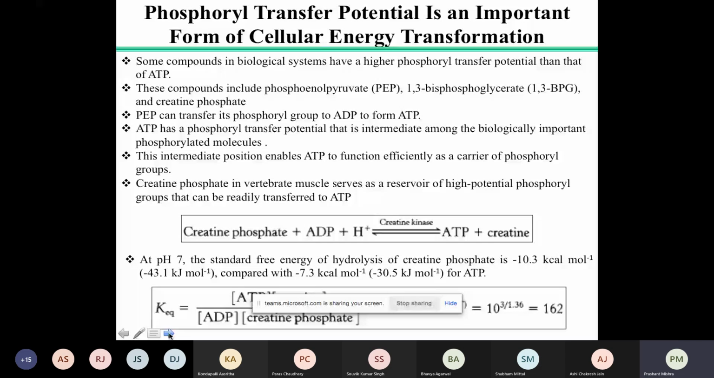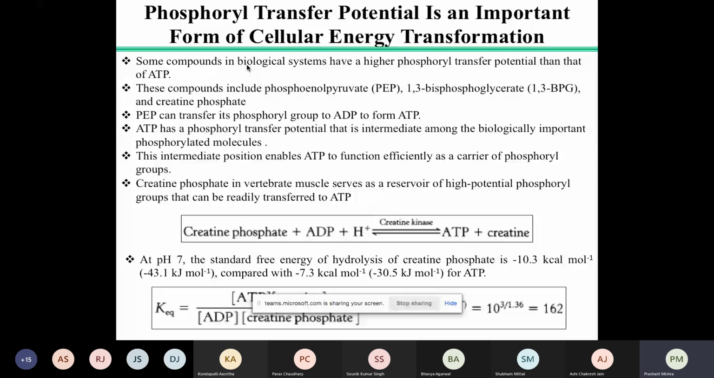Now, coming to the question: first, why has ATP been chosen as a currency of energy transfer, and number two, can we transfer a phosphoryl group from another molecule to ATP? In other words, can we synthesize ATP? And the second thing is, can we hydrolyze ATP to produce energy? So the first part you are very clear on.